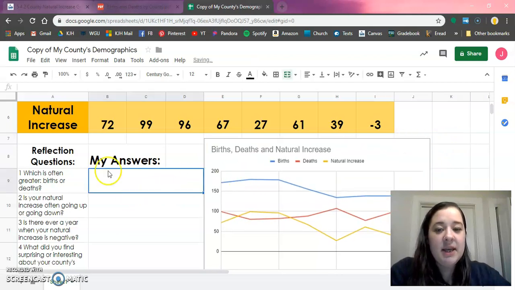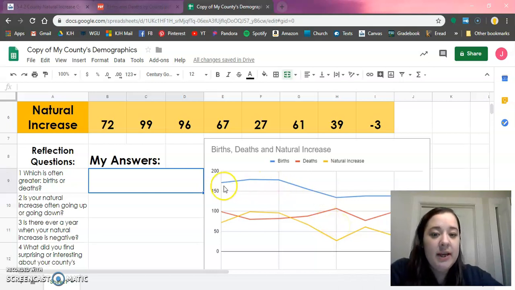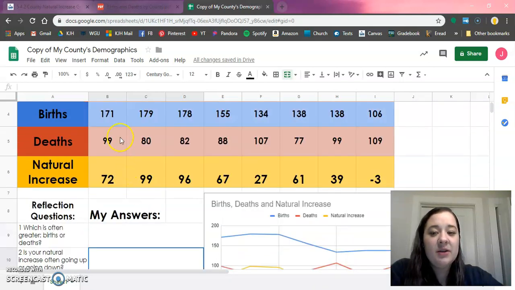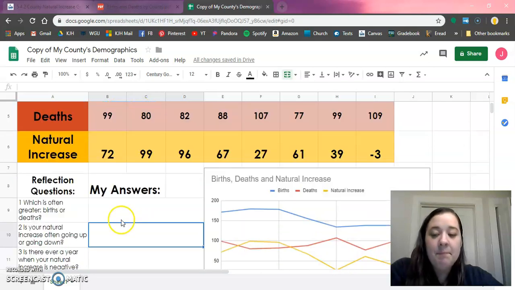So then you can see that you have these things that you're going to answer, which is often greater, your births or your deaths. And to look at that for Emory, and probably for yours too, you're looking at where's your blue line? Is it higher than or lower than your red line? And so for mine, I can see, well, births for sure, because we have a lot more births. You can also figure that out just looking at these numbers. 171 is greater than 99.